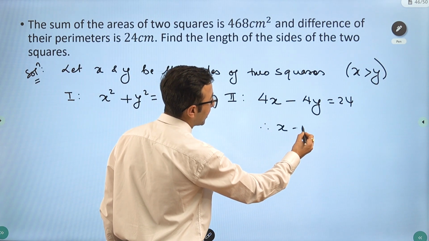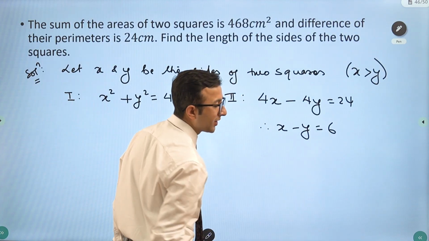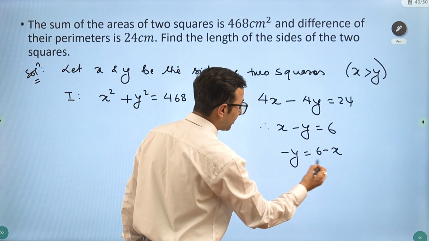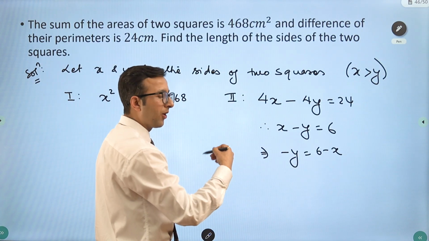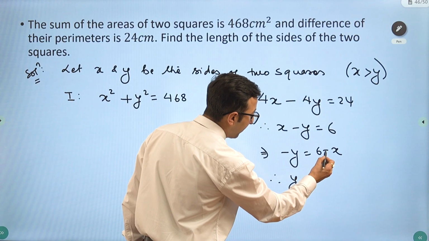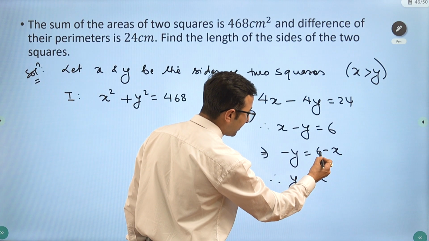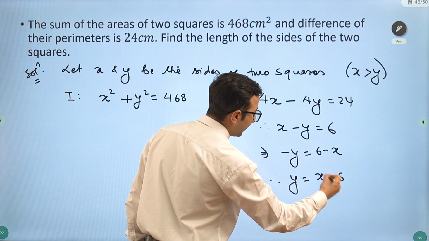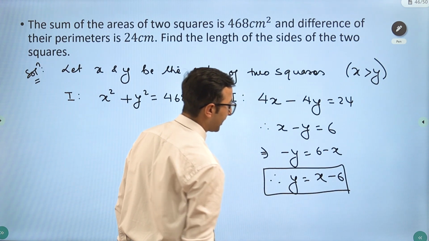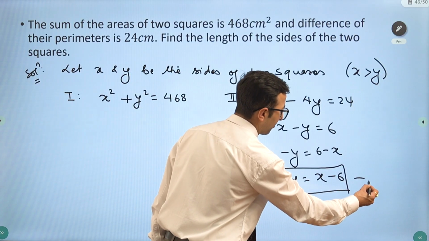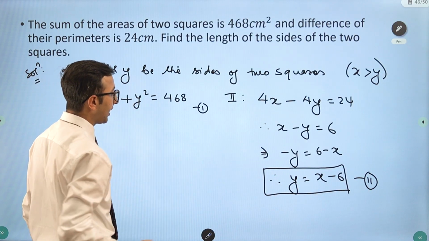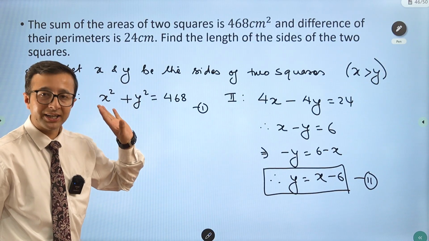Here is x, here will be y, and 4 sixes are 24. Let's take y on the other side: minus y is equal to 6 minus x, and to remove this negative sign, we will multiply all the terms by minus again. So we will get y as minus into minus. I'll write x first and 6 second. So this is one of the values, that the value of y is x minus 6. We will say that this is equation number 2 because we are assuming the other as equation number 1. Now what we will do is replace this y with x minus 6.